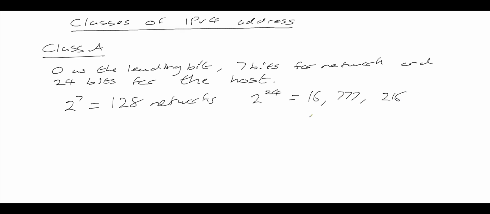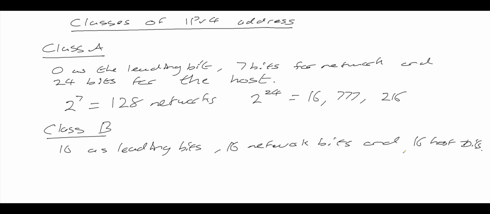Okay, so that's Class A addresses. So that's how many networks we can have with Class A addresses, and that's how many hosts we can have on each network. Let's take a look at Class B. Okay, so with Class B addresses, 1, 0 are the leading bits.